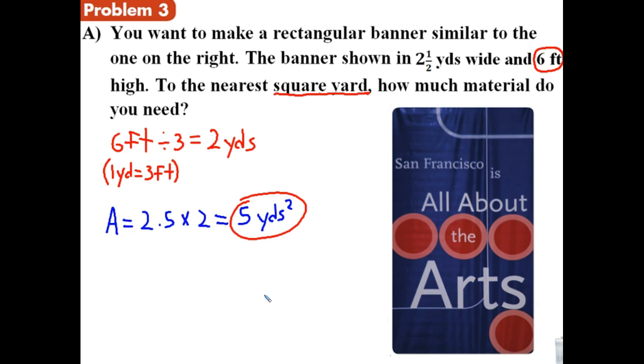All right, I want you to take a second, pause the video, work through part B, and then hit play to check your answer.